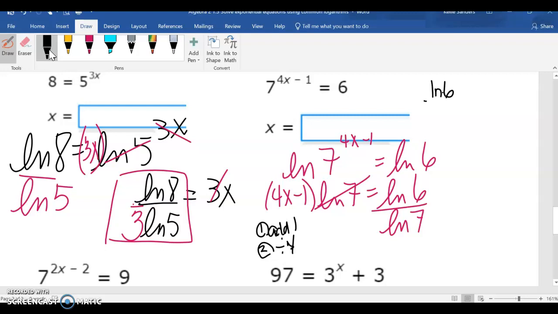So I have natural log 6 over natural log 7, and I said we're going to add 1. We're going to add 1 just by itself, and then we're going to divide by 4. If we divide by 4, we're dividing everything by 4. So we're going to put a 4 on bottom here and a 4 on bottom there, and that's what you're going to be typing in.